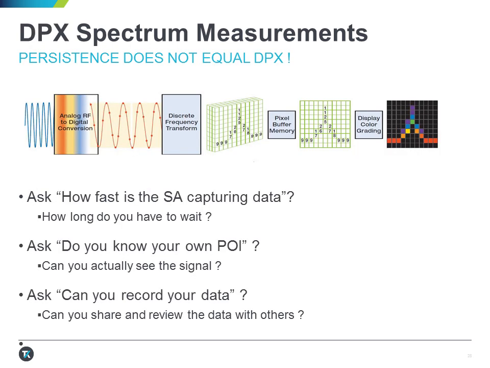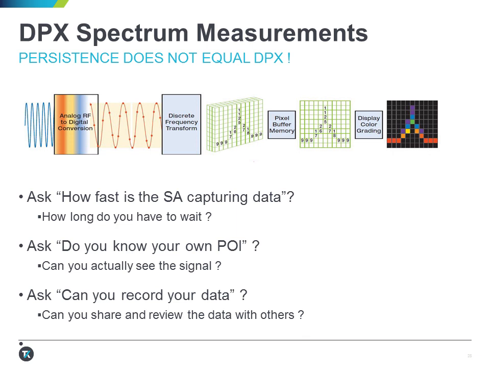DPX spectrum measurements allow us to improve the probability of intercept. That means we can see shorter transients that might be affecting the victim receiver. The question we have to answer is how fast is our spectrum analyzer capturing data? Do we actually know what the probability of intercept is? Can we specify or measure the speed of our spectrum analyzer and determine what the minimum signal duration has to be in order for us to guarantee that we're going to see the interfering signal?